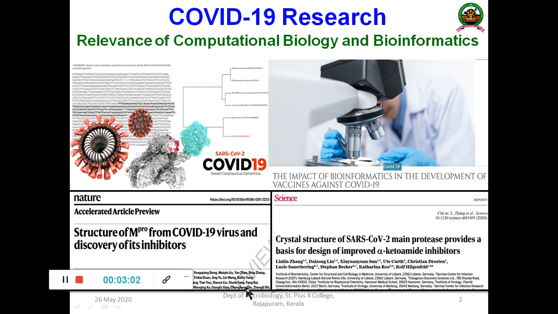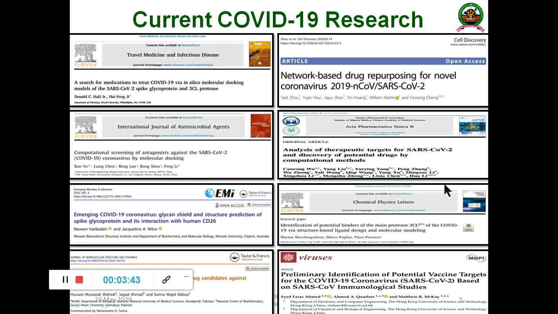And you can see I have shown two papers. One is a Nature paper, another is a Science paper, and both were very recently published. The first paper describes the structure of the major protease Mpro from the COVID-19 virus and the discovery of its inhibitors. The second is the crystal structure of SARS-CoV-2 main protease, which provides the basis for designing improved alpha-ketoamide inhibitors. So what I am trying to tell is the importance of vaccine development.